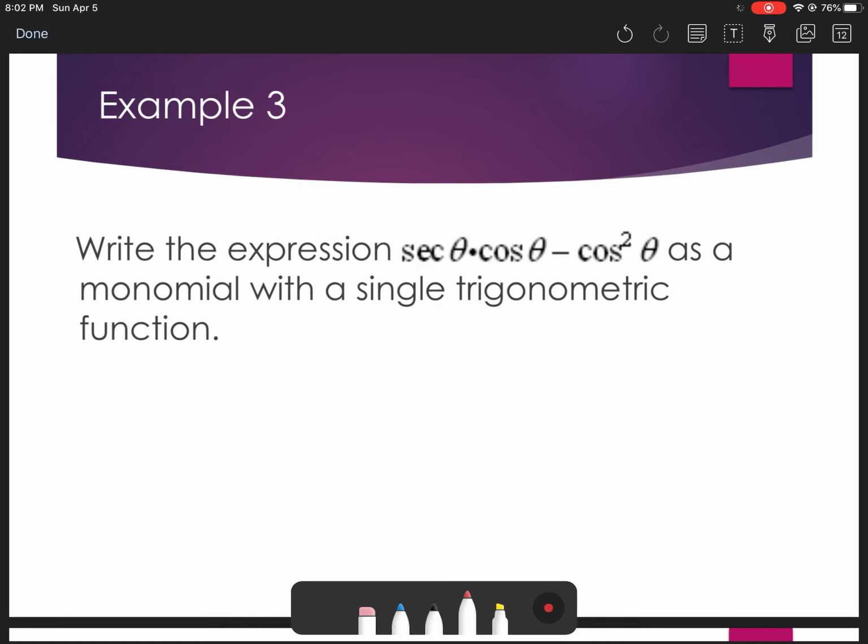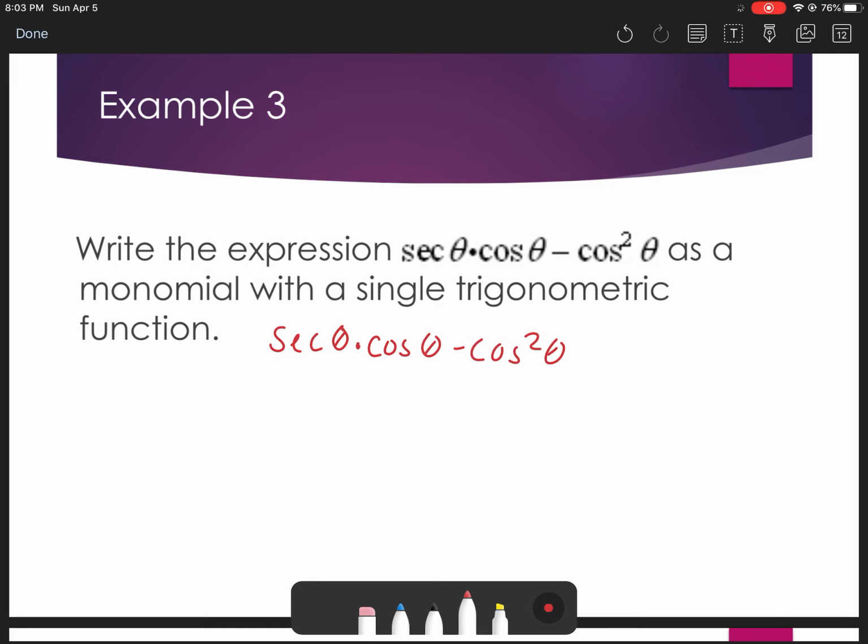Okay, next one we have secant of theta times the cosine of theta minus cosine squared of theta. Write this expression as a monomial with a single trigonometric function. Now notice here, we've got some multiplication going on, and we have subtraction at the tail end. I want you to have in your mind, do the terms have anything in common? Thinking along the lines of greatest common factor, GCF. They both have cosine in common.